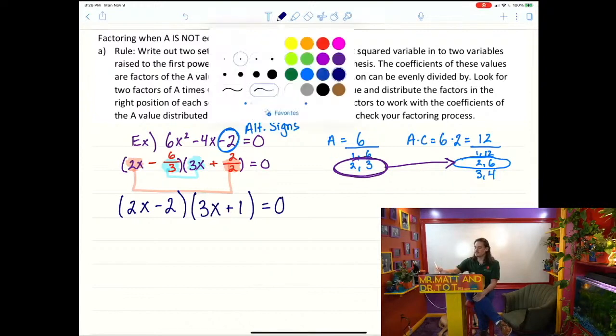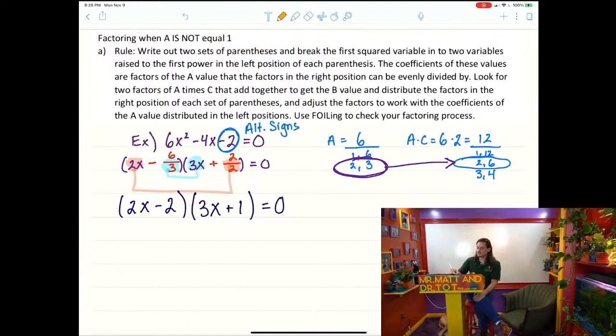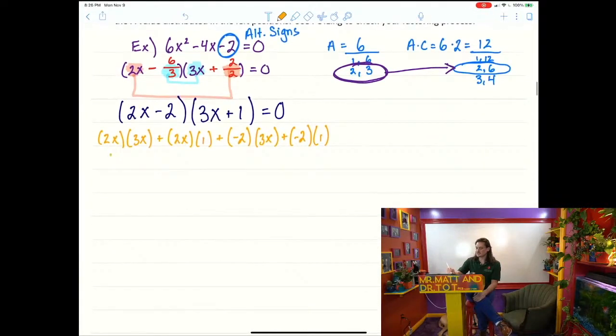Now we could FOIL out to make sure that we did this correctly. First times first would be 2x times 3x. Outer times outer is going to be 2x times 1. Inner times inner is going to be negative 2 times 3x. And last times last is going to be negative 2 times 1. 2x times 3x is a 6x squared. 2x times 1 is a 2x. Negative 2 times 3x is a negative 6x. And negative 2 times 1 is a negative 2.